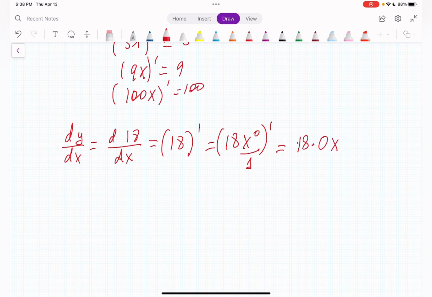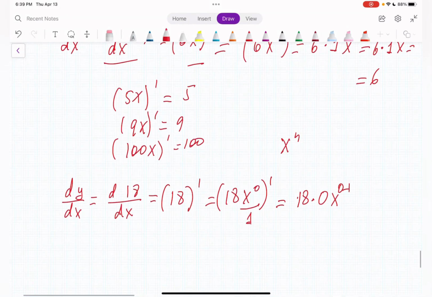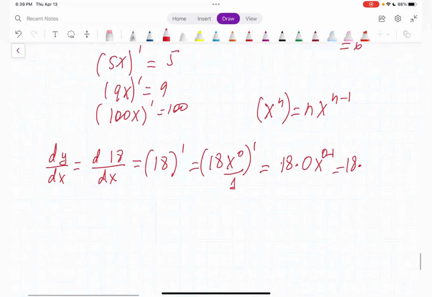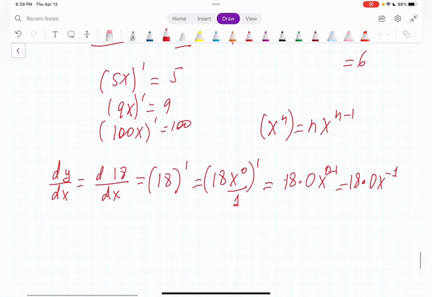And I'm getting x to the power 0 minus 1, correct? Based on the formula, x to the power n is equal to n times x to the power n minus 1. So this is equal to 18 times, I know you know the answer already, but I'm going to explain, 0 times x to the negative 1 power, correct? So 0 times x to the negative 1 is going to be 0. 18 times 0, the answer is equal to 0.